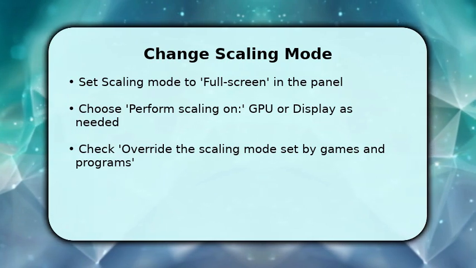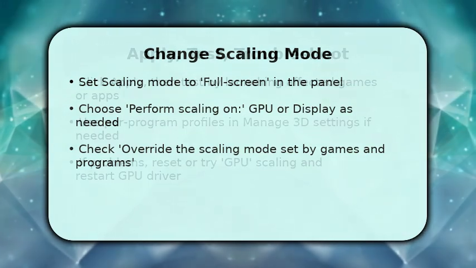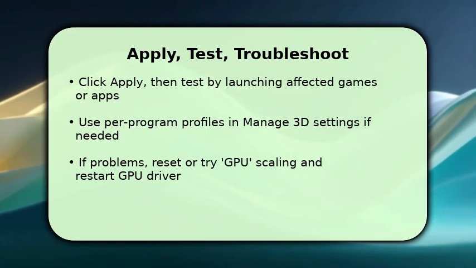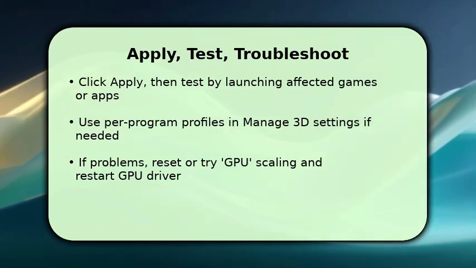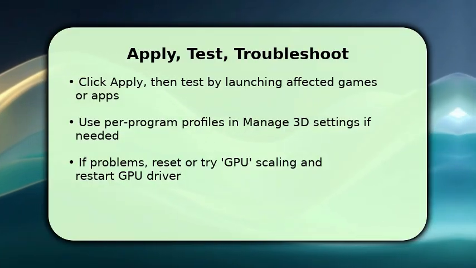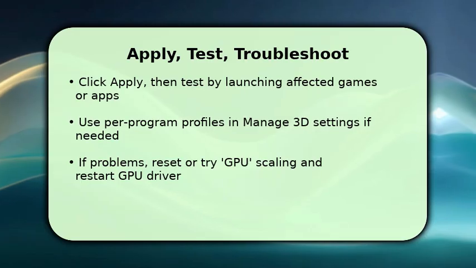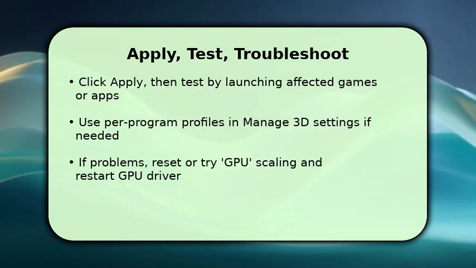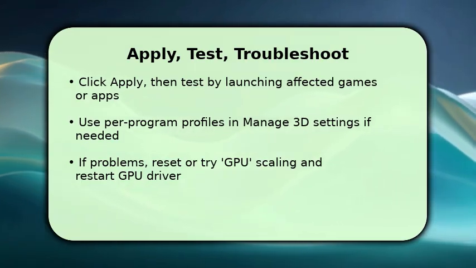Proceed to finish by clicking Apply and testing in the target application. You should see the image expand to full screen. If not, create a per-program profile in Manage 3D Settings and force the same scaling for that executable. Once done, make sure to restart the game or the GPU driver to lock settings.